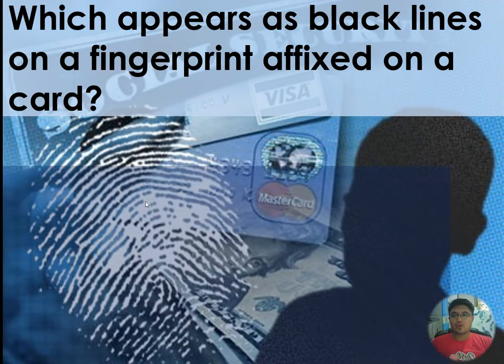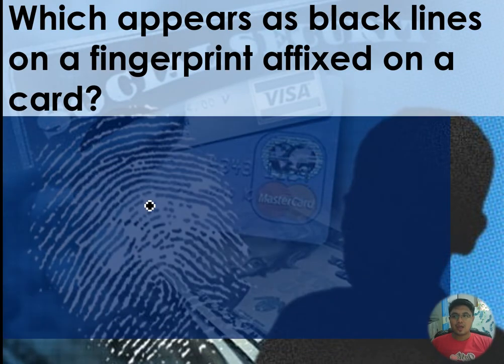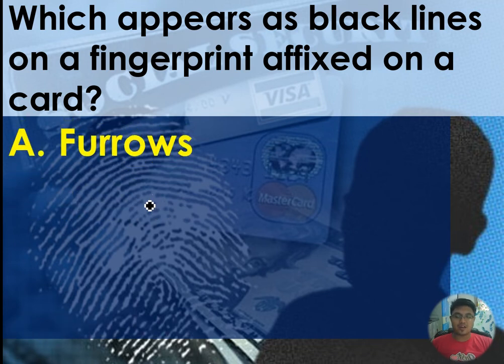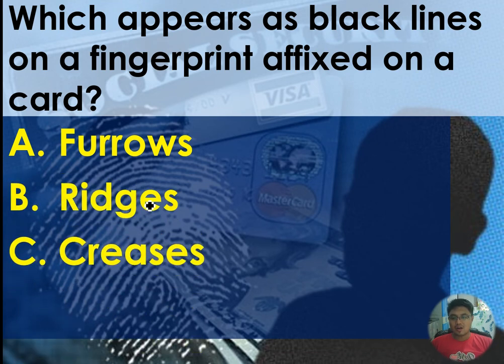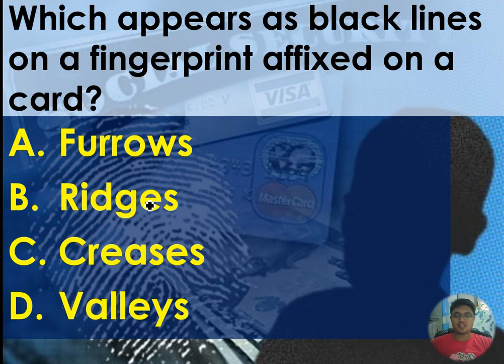Okay, so another question here is that this appears as black lines on the fingerprint affixed on a card. So is it the furrows or the ridges or the creases or the valleys? Okay, the answer here is the ridges.